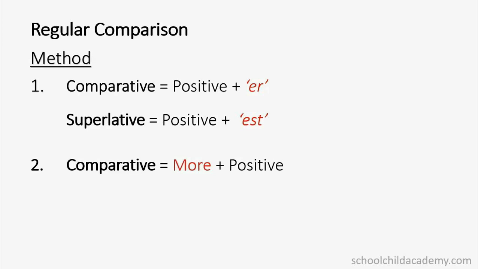Method 2. The comparative is formed by adding more to the positive, and the superlative is formed by adding most to the positive. This method applies to words that have more than one syllable. Okay, let's look at some examples in the next page.